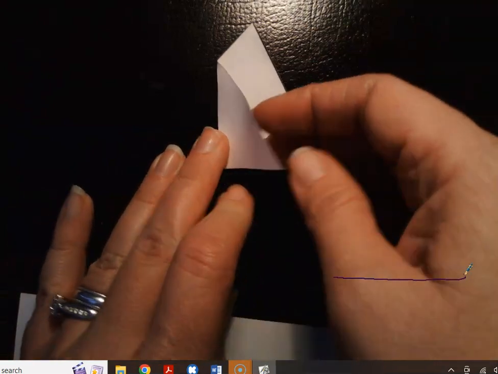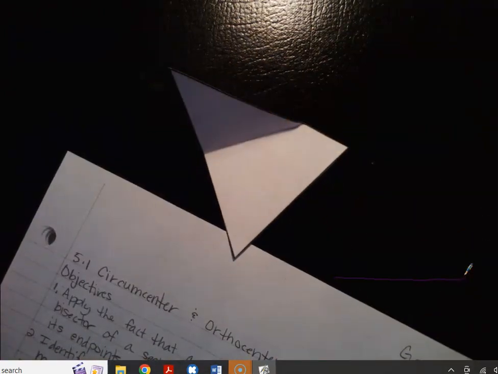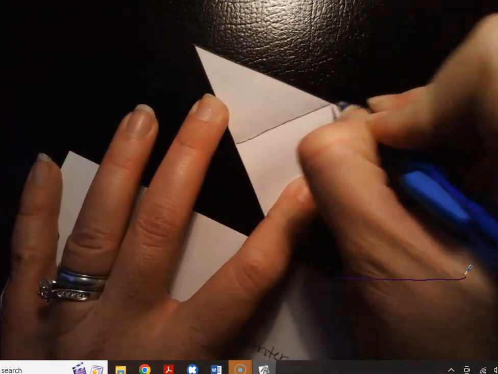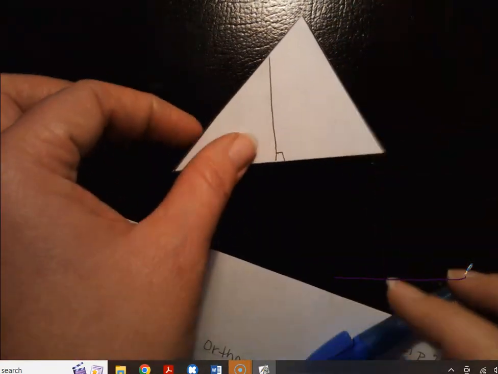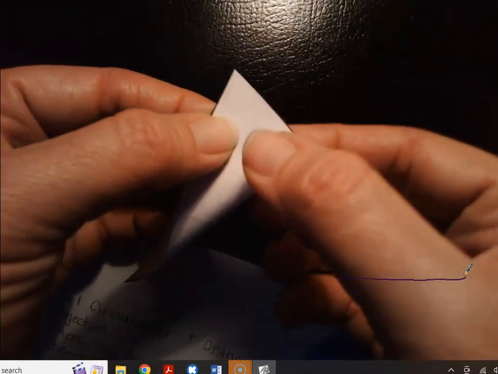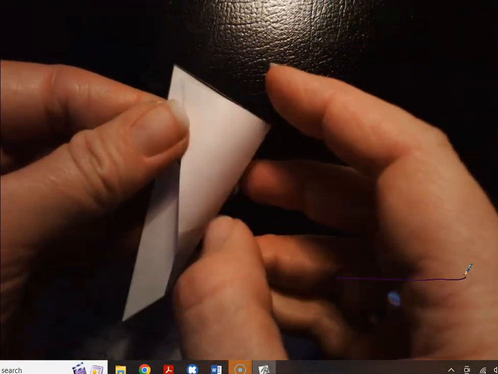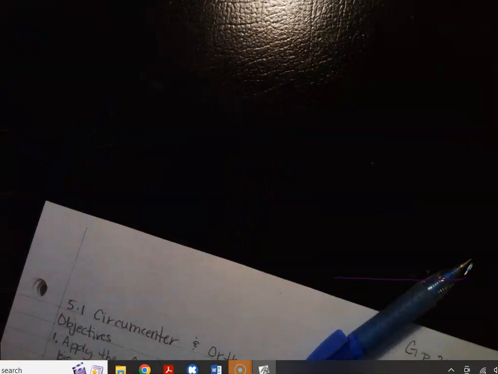So when I open it up, maybe you want to trace it. I'm going to trace yours, Justice. All right, trace it and mark it in there. So if I trace that line, it's perpendicular to the base. Then you're going to do it again with another set of vertexes. Fold it, crease it. You've got another right angle right there, but you just made the perpendicular bisector to this line. Okay, so do that for all 3 of your lines.